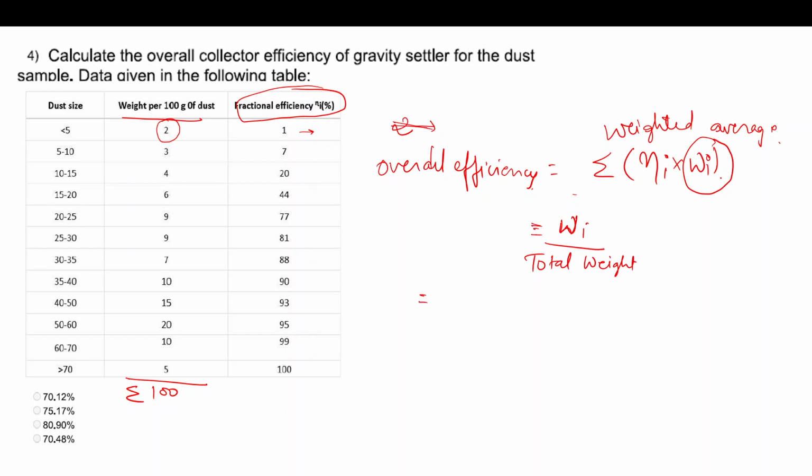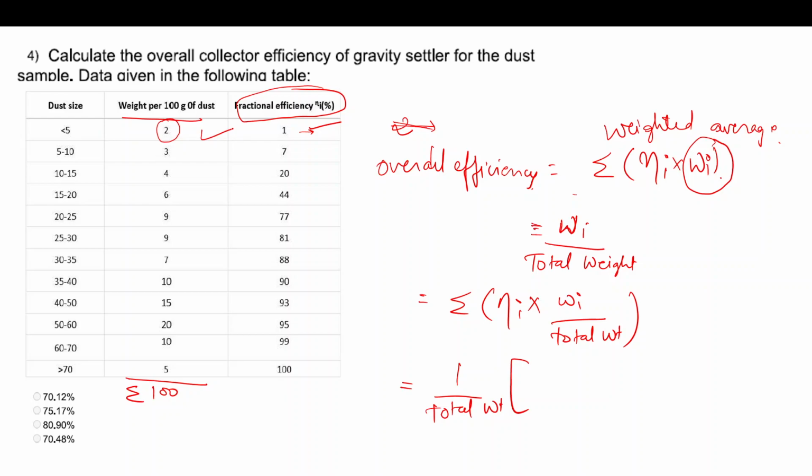So if we simplify this, then summation of eta i into small wi, which is nothing but the weight divided by total weight. Here you can take total weight common because it will be the denominator in each and every case. So 1 by total weight, which is nothing but 100, into summation of eta into wi. So eta is this, and weight in that corresponding size distribution is this much. So for that, you will do 2 into 1. So 1 is the eta i, wi is 2.